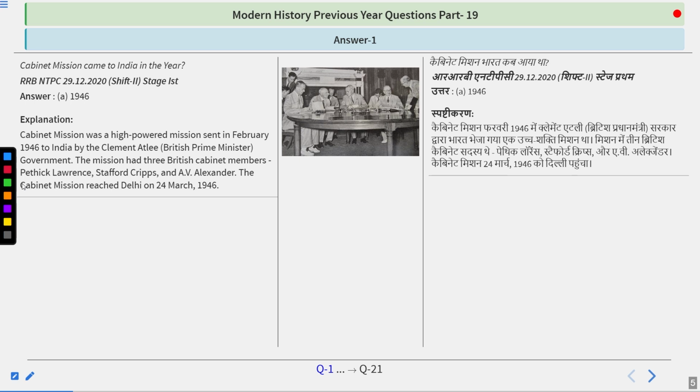Patrick Lawrence was the head of this particular Cabinet Mission. And Stafford Cripps, you also know, was the one who came up with the Cripps Mission in 1942, after which the Quit India Movement was started by Mahatma Gandhi in the same year. So Stafford Cripps was the same person, but remember the head of this Cabinet Mission was Patrick Lawrence.